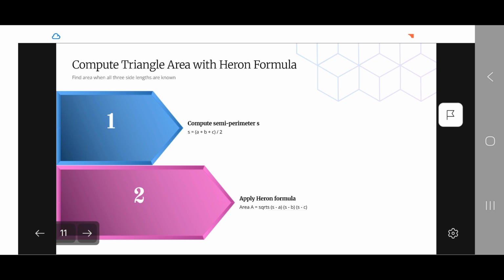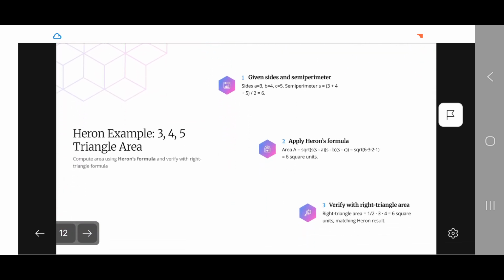Compute triangle area with Heron's formula. Find the area when all 3 side lengths are known. Compute the semi-perimeter S. S equals A plus B plus C divided by 2. And yes, we need to apply Heron's formula as well. So area A equals the square root of S times S minus A, S minus B, S minus C. Technically, that's Heron's formula.